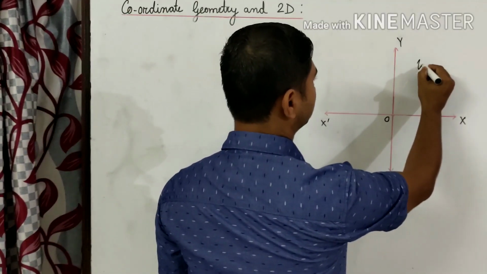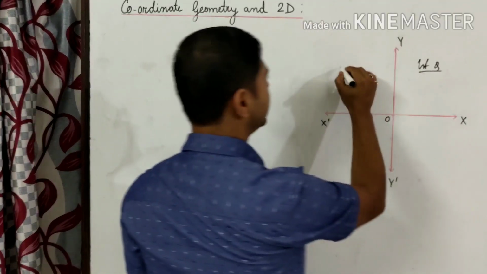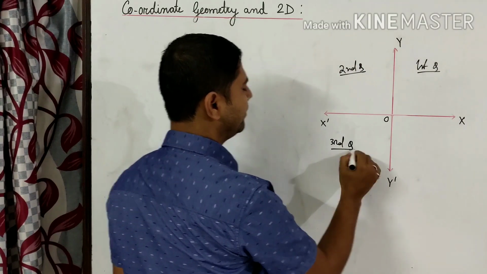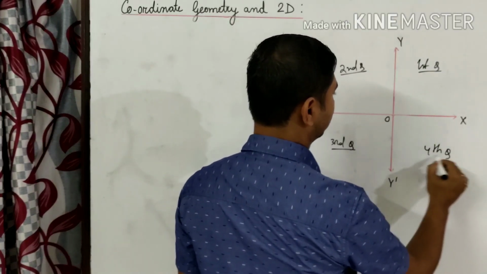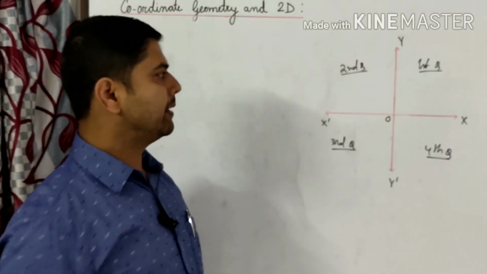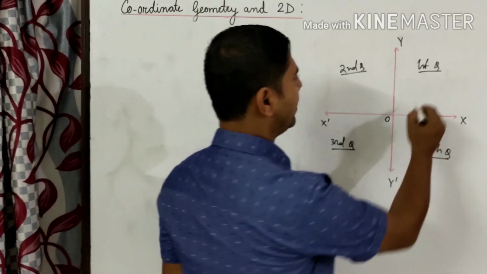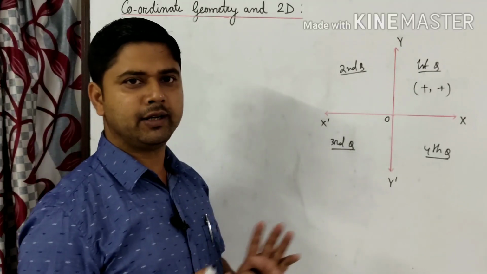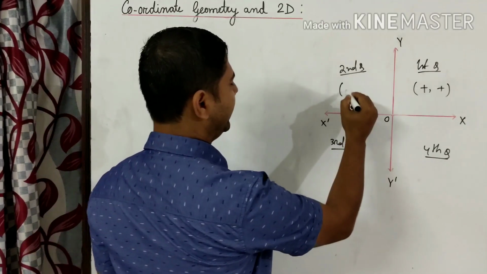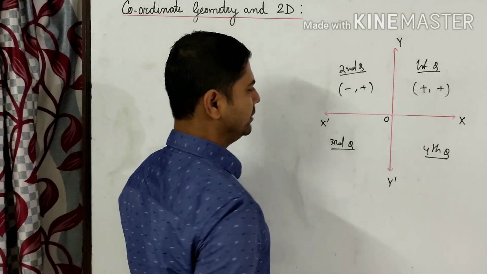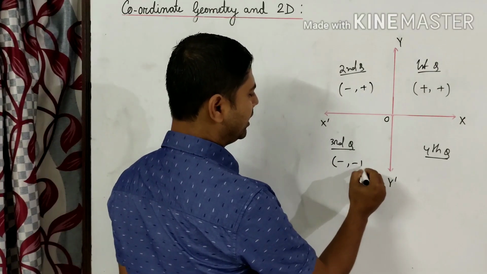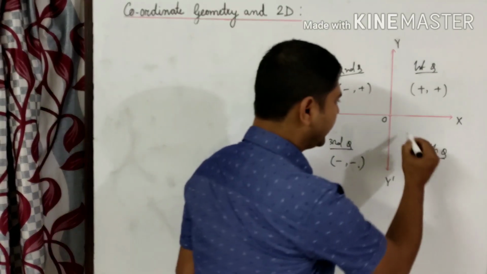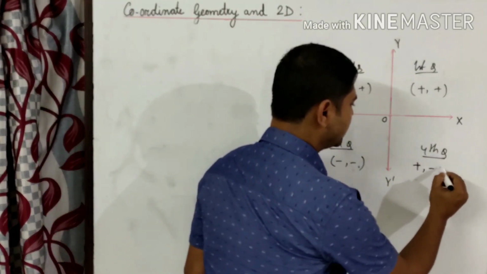That is the first quadrant. And that is the second quadrant. This one is the third quadrant. And that is the fourth quadrant. In the coordinate system, in the first quadrant, x and y both are what? Positive. These two coordinates are positive. In the second quadrant, x is negative but y is what? Positive. In the third quadrant, x and y both are what? Negative. In the fourth quadrant, x is positive but y is what?